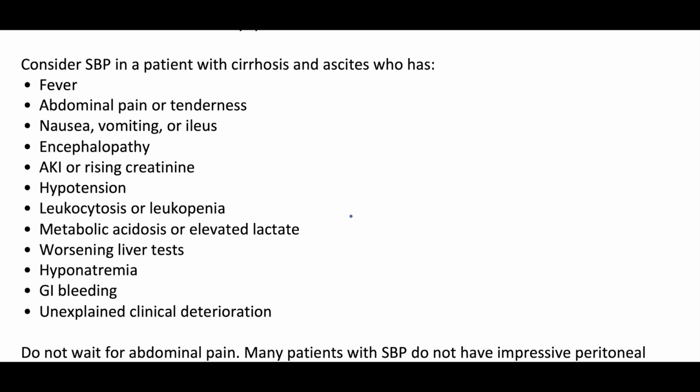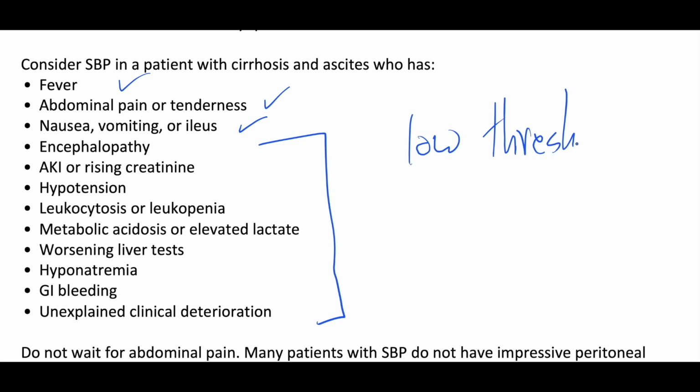Some of these patients are going to be obvious. They're going to have a fever. They're going to have abdominal pain. They might have abdominal symptoms, nausea, vomiting, ileus. Others might be more subtle. The SBP might be triggering encephalopathy or AKI, or hypotension, or an elevated lactate, or worsening liver tests, unexplained clinical deterioration. So the key here is you just got to have a low threshold, right, for testing.